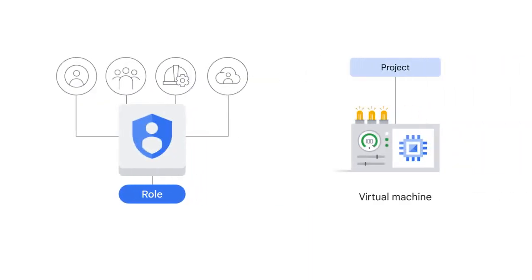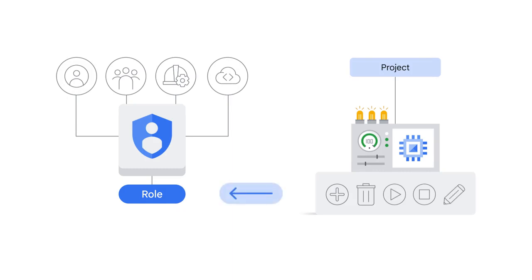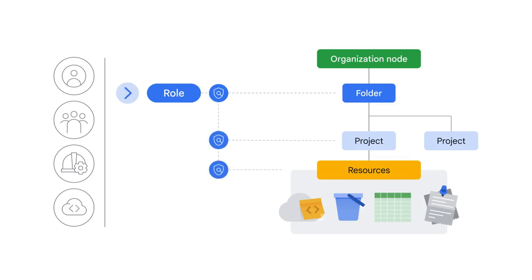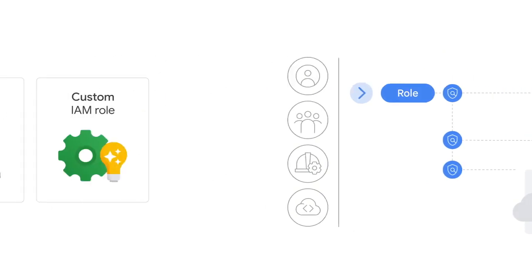For example, to manage virtual machine instances in a project, you must be able to create, delete, start, stop, and change virtual machines. So these permissions are grouped into a role to make them easier to understand and easier to manage. When a user, group, or service account is given a role on a specific element of the resource hierarchy, the resulting policy applies to both the chosen element and all the elements below it in the hierarchy.